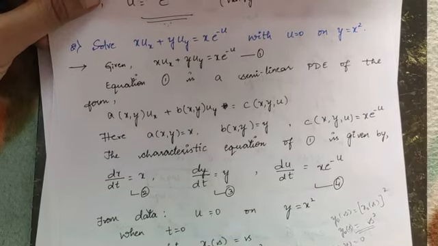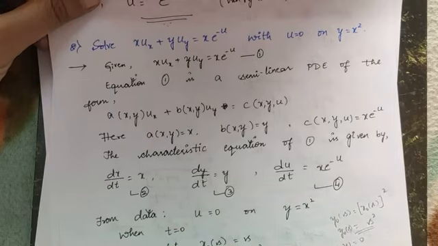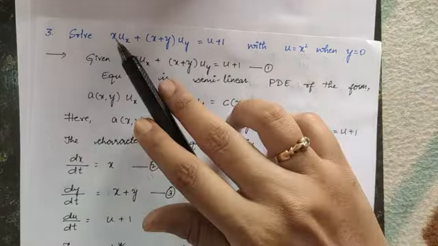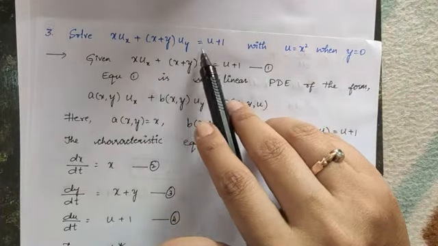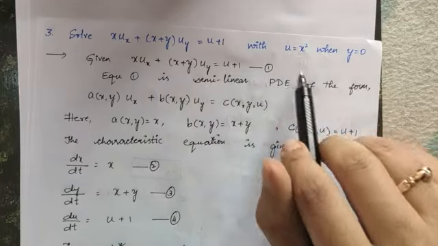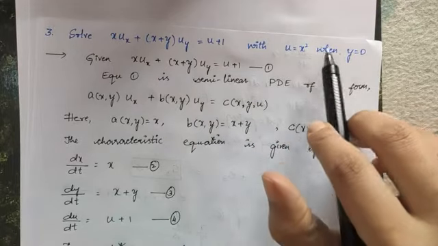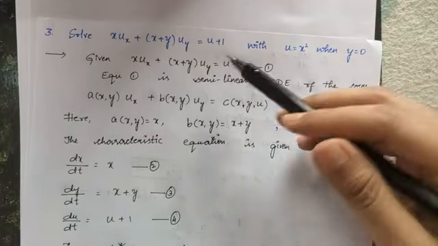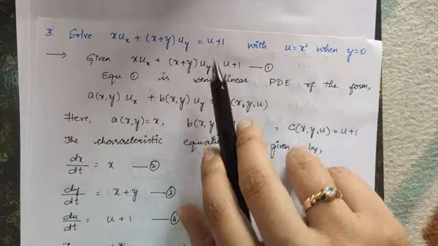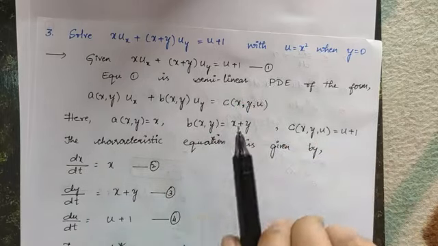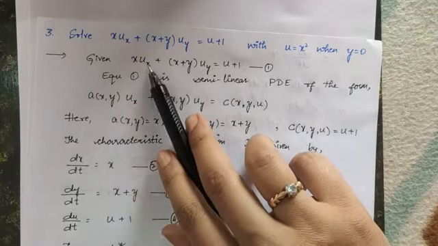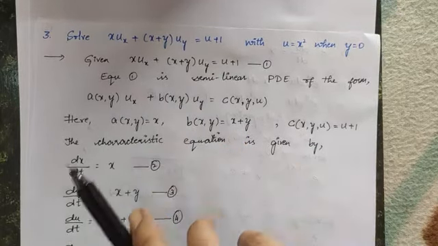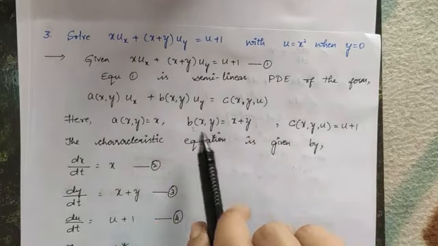So now let's see what will happen if equations are coupled. This is the given PDE. x ux plus x plus y into uy is equal to u plus 1, and this is the data. Your initial condition, u is equal to x square when y is equal to 0. Okay, these are the initial steps. That is, I have taken your given equation and I have called that equation number 1. I have just compared your equation 1 with the general partial differential equation, which is in semi-linear form. So if I compare, I will get the values of a, b and c.